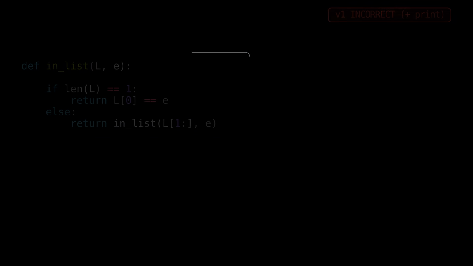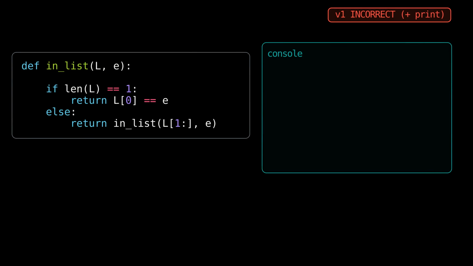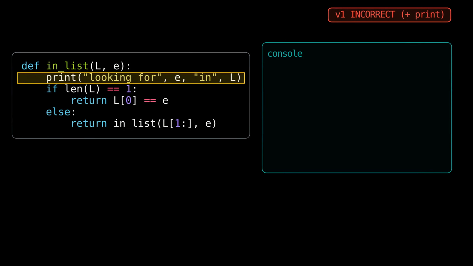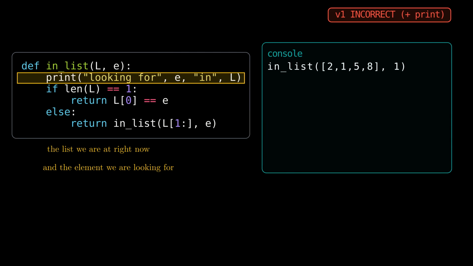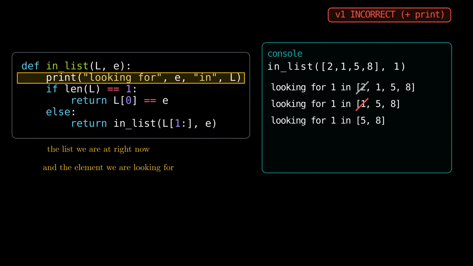When recursion hands you a wrong value, the fastest diagnostic is a print statement inside the function itself. At the top of InList, print the list we are currently examining and the element we are looking for, then run the failing case again. The trace reads, looking for 1 in the list 2, 1, 5, 8, then looking for 1 in 1, 5, 8, then in 5, 8, and the last call, looking for 1 in the list holding just 8.